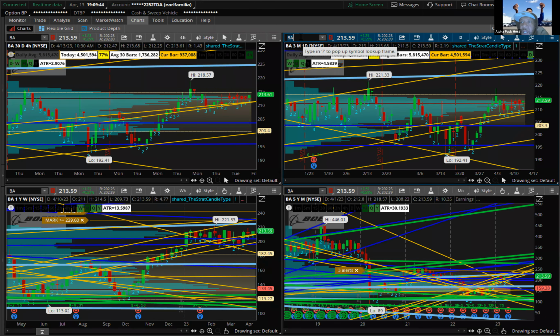BA. Boeing, look at Boeing. Boeing is at an interesting point right here. Strong inside week. It did show relative strength this week, so that's a good sign. And it's kind of tracking with this broadening formation. Each time it comes down and goes to that BF, it kind of gets bought back up from there. That's a good thing.